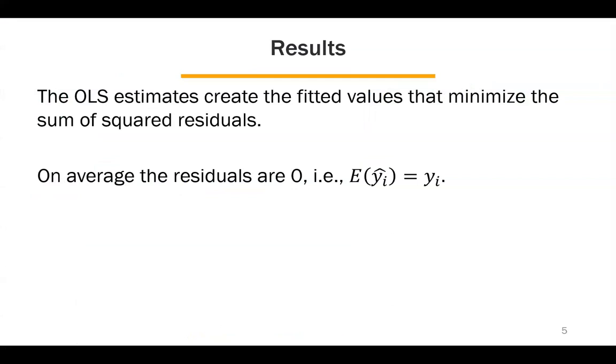All right, so hopefully what you saw is that the OLS estimates create the fitted values that minimize the sum of squared residuals. And on average, the residuals are 0. Again, there were some slight rounding differences that you can see at very small values. But basically, the residuals average to 0. The expected value of the y hats is the y value.